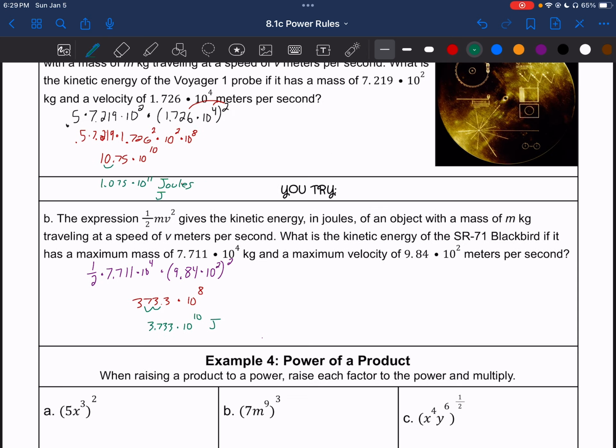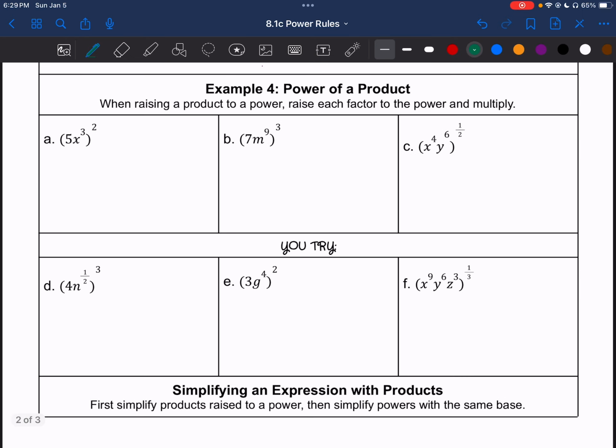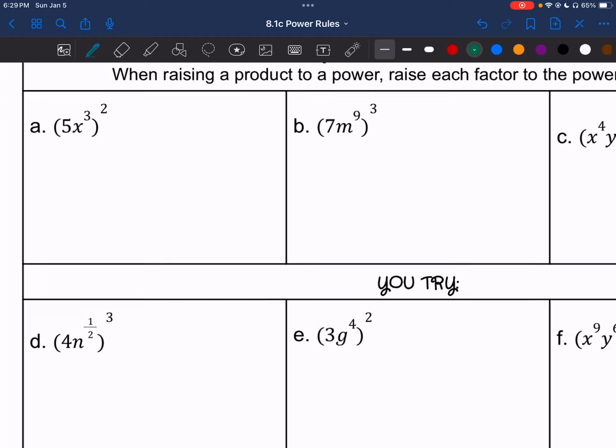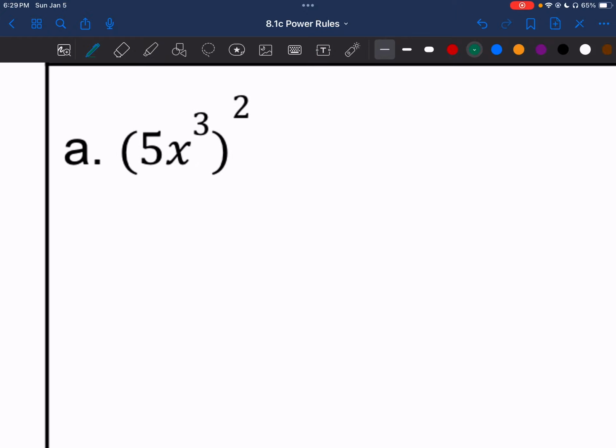All right. Example number 4 here is the power of a product. When we are raising a product to a power, you raise each factor to the power and multiply. So this is kind of what we were doing on the previous one, where we were starting to distribute to the numerical part of the scientific notation.